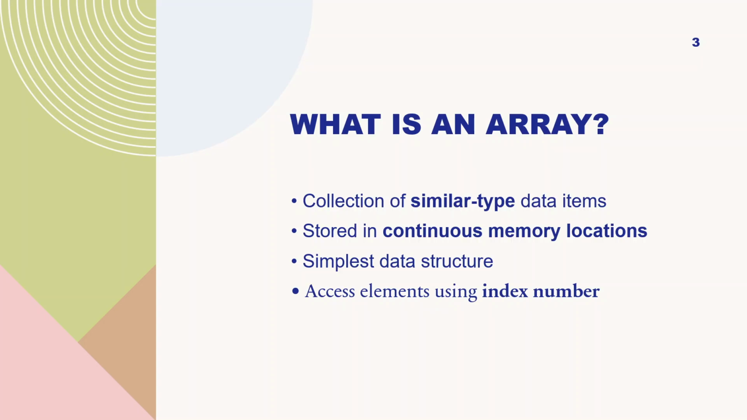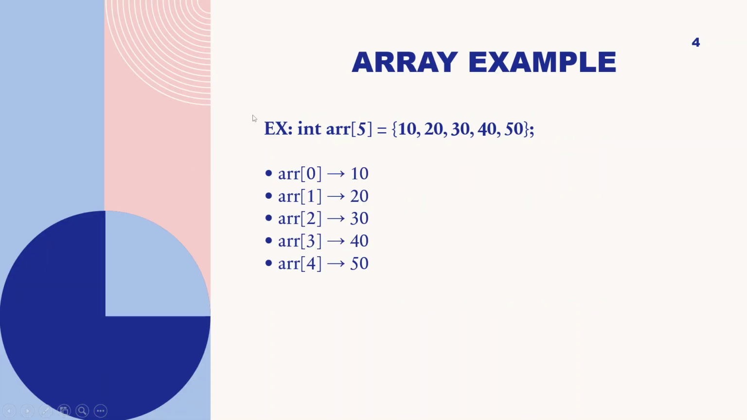Let us see a simple example. Here we declare an array int arr[5] = {10, 20, 30, 40, 50}. At the 0th position of arr, we store the value 10. At the first position of arr, we store 20. At the second position of arr, we store 30. At the third position of arr, we store 40. And at the fourth position of arr, we store 50.